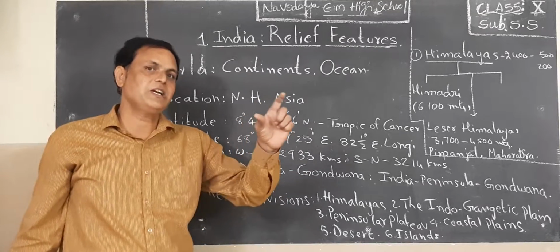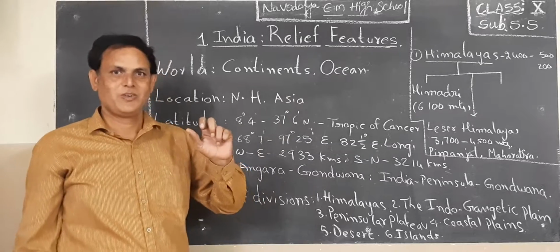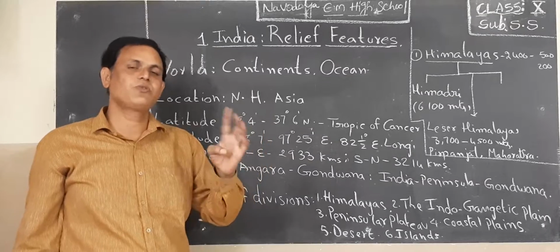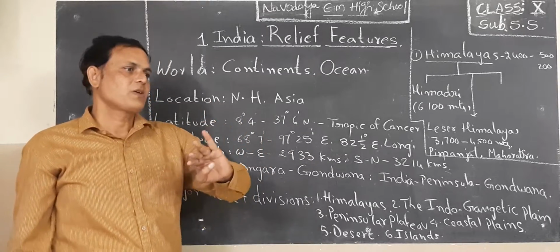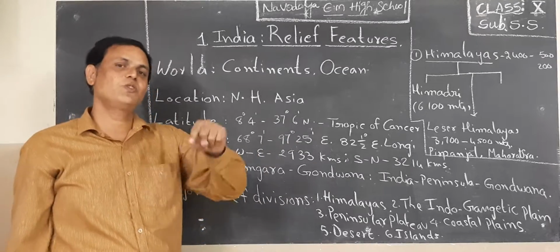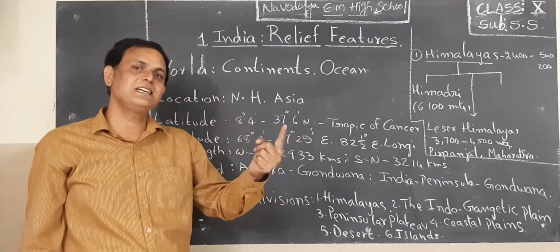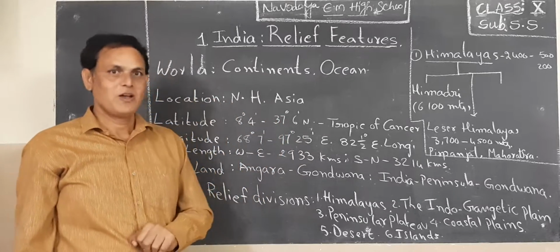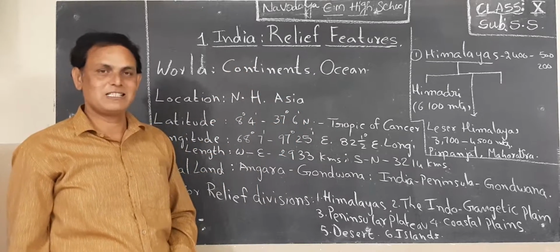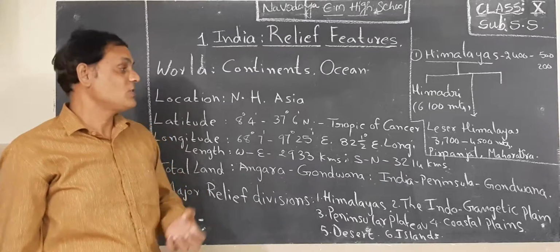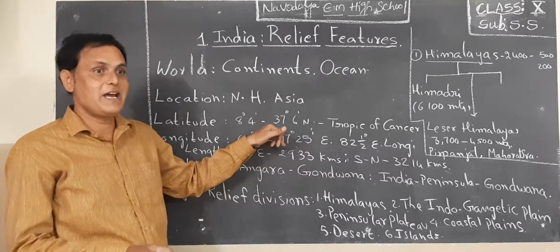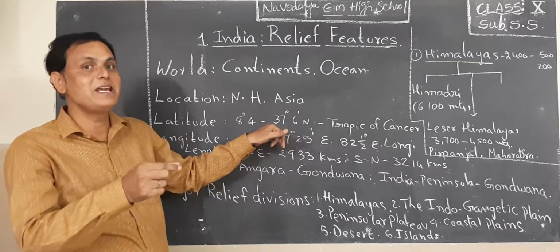15 longitudes make one zone. From one longitude to another, the reaching time is 4 minutes. So here 15 into 4 means 60, and 60 minutes means 1 hour. From one time zone to another time zone, the sunrise takes 1 hour to reach. So in our country, India, 2 time zones are there. That is why our Indian scientists decided on one standard meridian time.